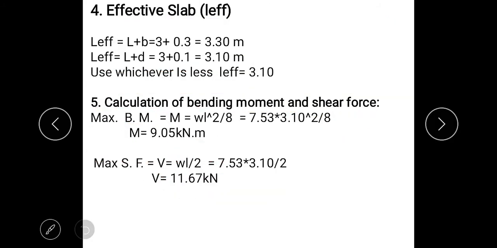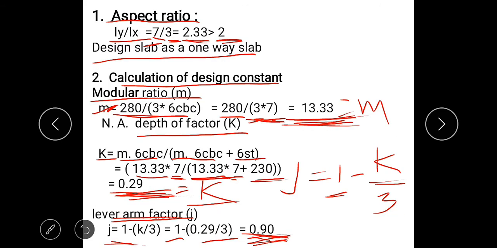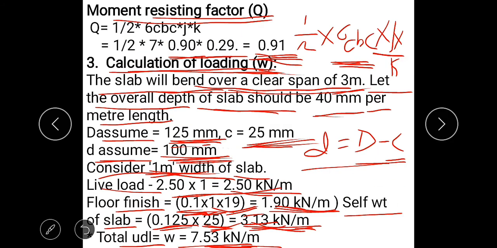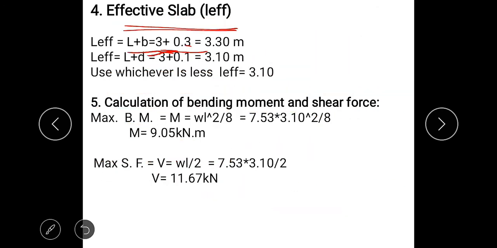Now we have to calculate the effective span of the slab. L effective means effective span, here we have to calculate. So L effective is L plus B, where L is 3 meter, the shorter span, and here 300 mm thickness of supporting wall is given. So B is given here as 300. In meter 0.3, 3 plus 0.3 is 3.30 meter.